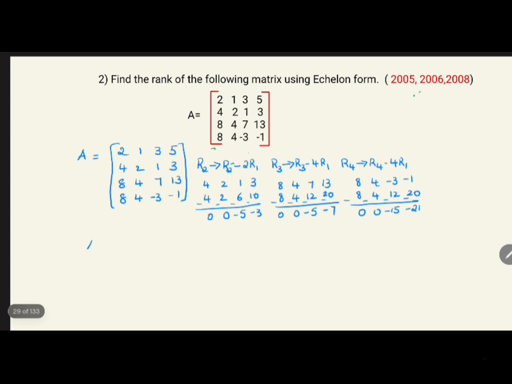Now I will replace this. A is equal to, the first row remains the same, 2 1 3 5. The second row elements I got as 0 0 minus 5 minus 3. Third row elements are 0 0 minus 5. I'm really very sorry again. Here it is minus 7. Okay, 0 0 minus 5 minus 7. 0 0 minus 15 and minus 21.